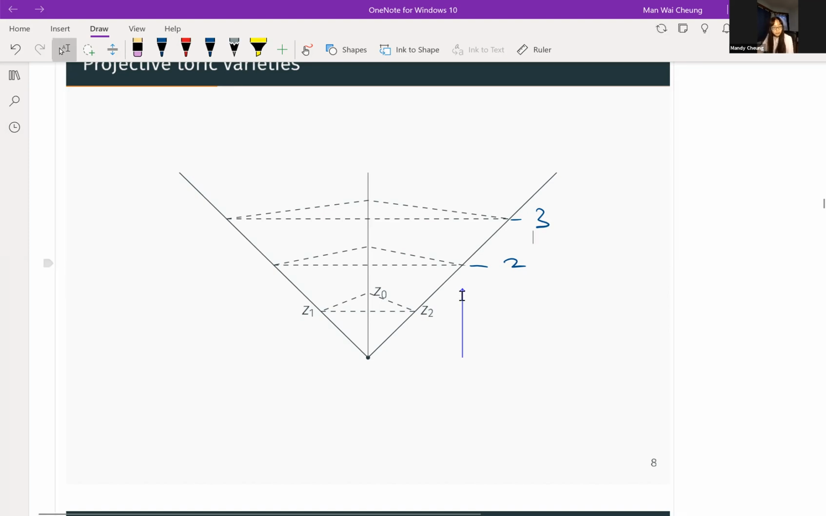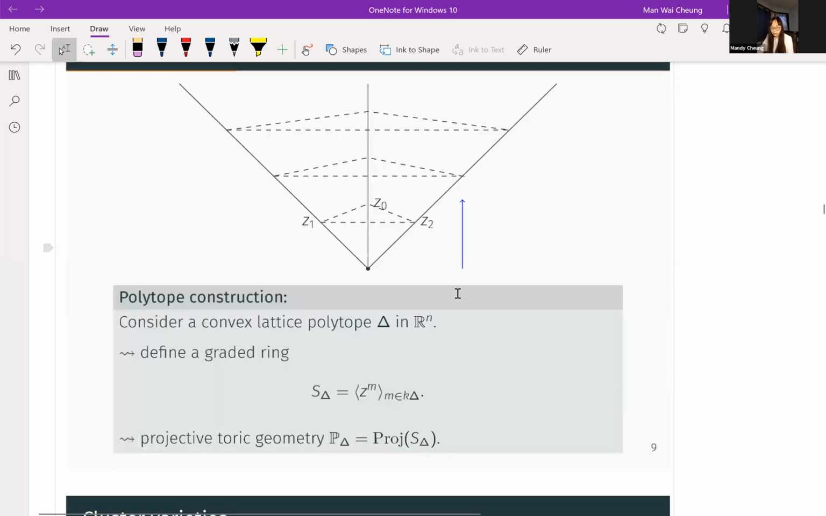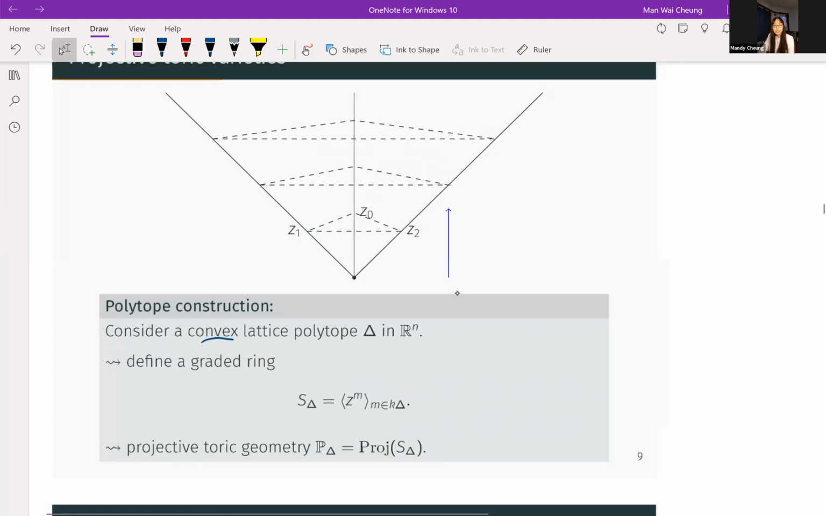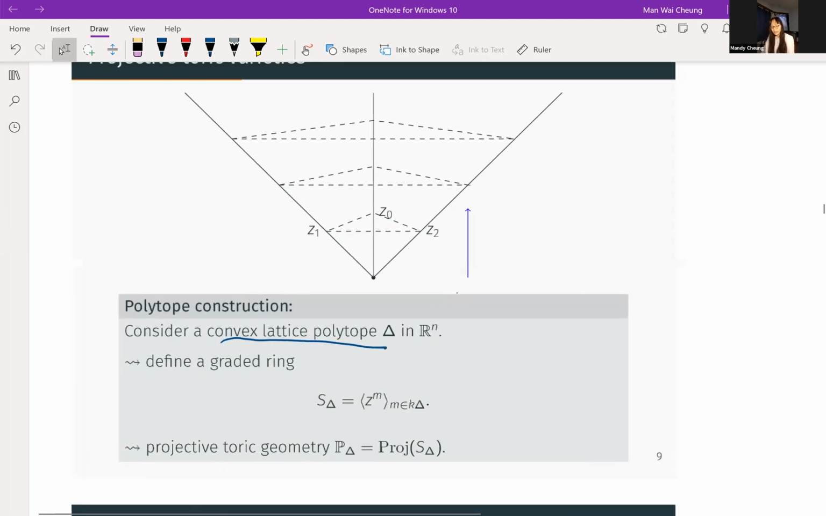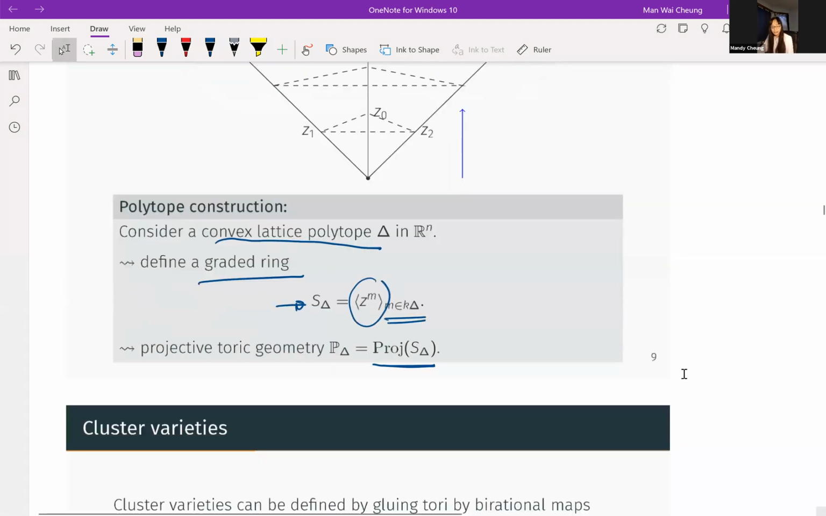So this is the projective toric variety construction: we start with a convex lattice polytope, and then we have a graded ring, where the grading is given by the dilation of our convex polytope. And once we have a graded ring, as algebraic geometers, we take the Proj of it, so we obtain this projective toric variety.